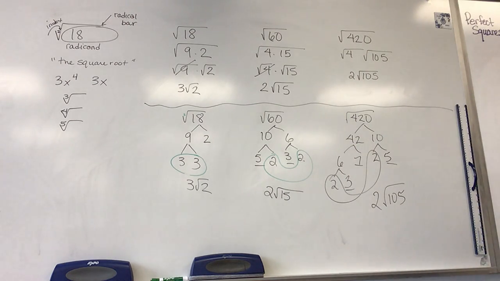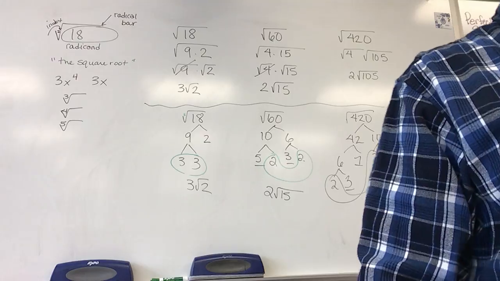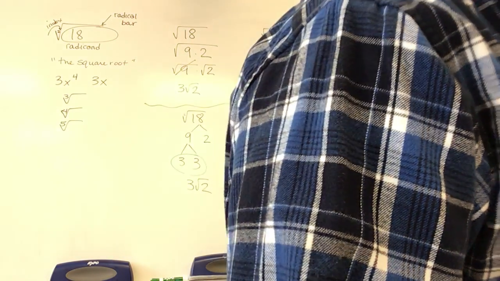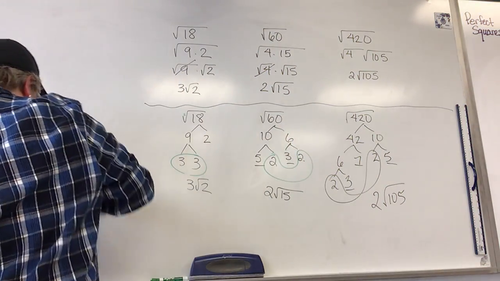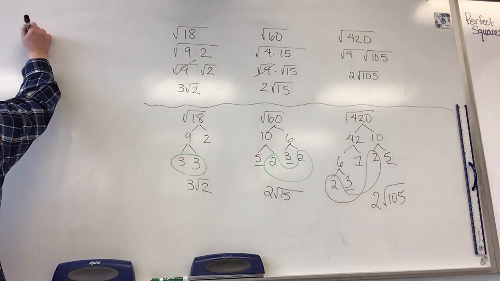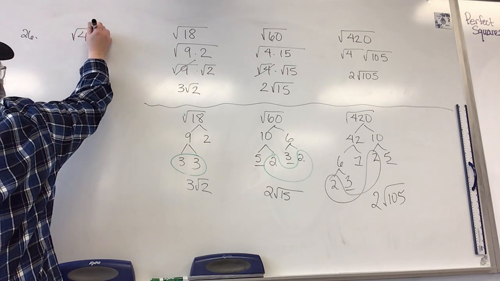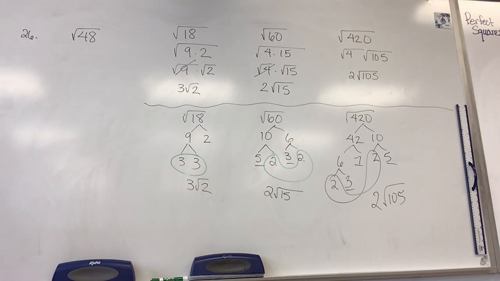Okay, so let's do, whatever way you want, number 26, but I'm going to take off the 4. I believe it's just the square root of 48, right? So let's just pretend there's no 4 there, and then we'll come back and talk about the 4. So go ahead and do the 48, whatever way you prefer, and it does not matter to me.